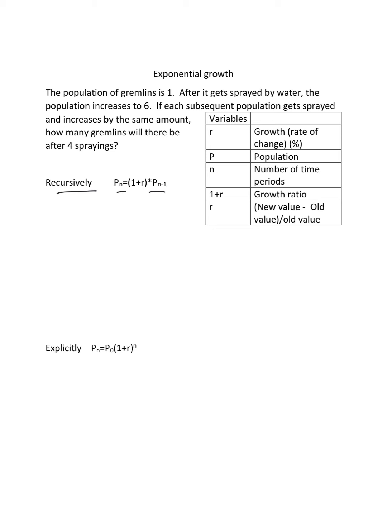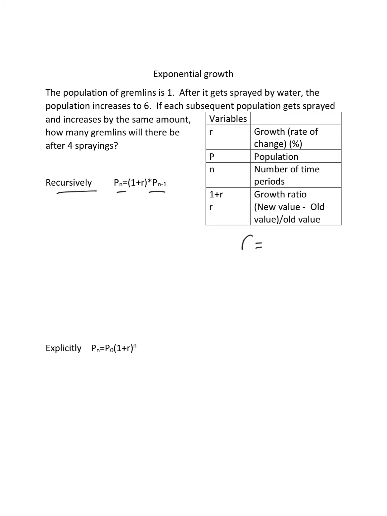So the way that this is going to work, we start out with our problem here. The population of gremlins is 1. After it gets sprayed by water, the population increases to 6. If each subsequent population gets sprayed and increases by the same amount, how many will there be after 4 sprayings? Well, we can find out the populations, but before we really can do anything with that, we need to know what r is.